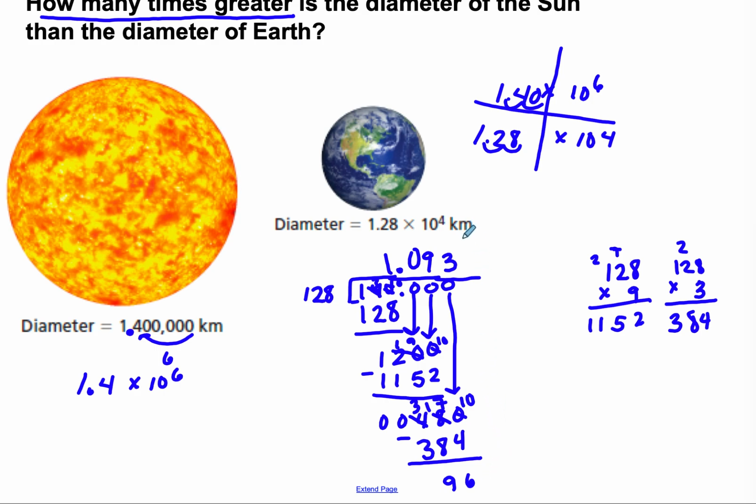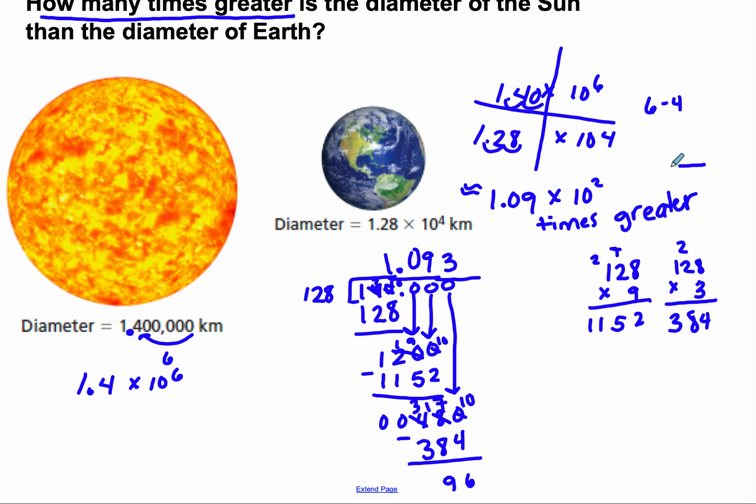So I think at this point, for time's sake, I'm going to pause here. And I'm going to finish up my answer. So we'll round to the nearest hundredth. So that's going to be approximately 1.09 times 10. And then let's see, 6 minus 4 gives me 10 to the 2nd power. And then let's see, story problems need a label. I'm going to write times greater.